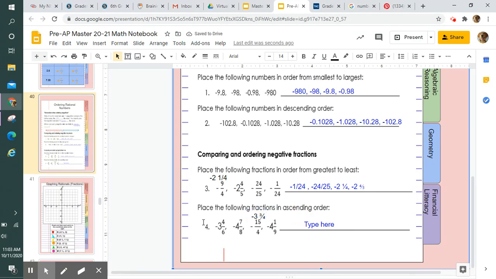Now I want you to pause the video and try this one on your own and see how you do. Make sure you remember when you're doing this that ascending order means going up. That means you're starting with the lowest number and working your way back towards 0. So you should have negative 4 and 7/8, negative 4 and 1/9, negative 15 over 4, and negative 3 and 4/6. Notice I put negative 15 over 4 and I did not use the mixed number that we created. I used the original number in the problem, so make sure you're careful when you're doing that.